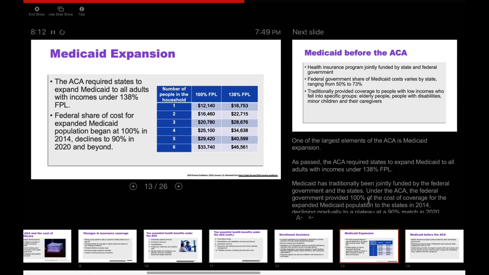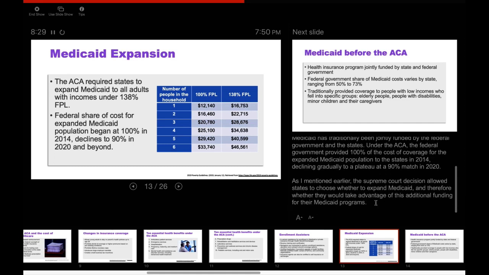One of the largest elements of the ACA is Medicaid Expansion. As passed, the ACA required states to expand Medicaid to all adults with incomes under 138% of the federal poverty level. Medicaid has traditionally been jointly funded by the federal government and the states. Under the ACA, the federal government provided 100% of the cost of coverage for the expanded Medicaid population to the states in 2014. This declined gradually to plateau at 90% match in 2020. As I mentioned earlier, the Supreme Court decision allowed states to choose whether to expand Medicaid and therefore whether they would take advantage of this additional funding for their Medicaid programs.